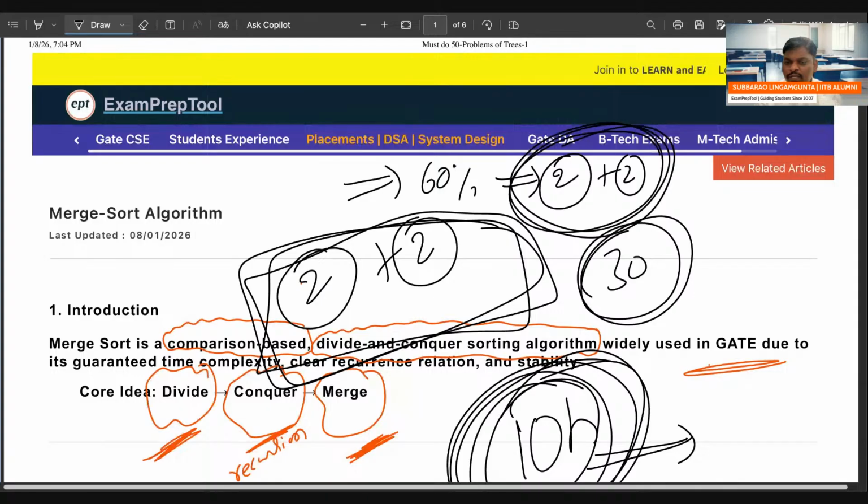Tomorrow we are going to discuss either quick sort or heap sort. Please try to understand, tomorrow I am going to start either quick sort or heap sort.